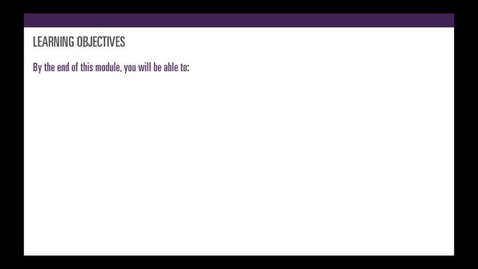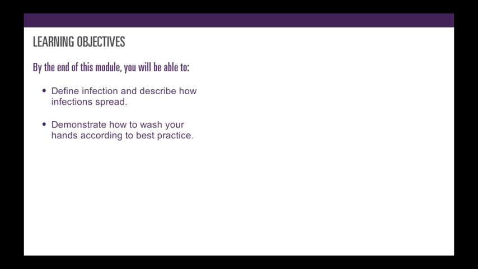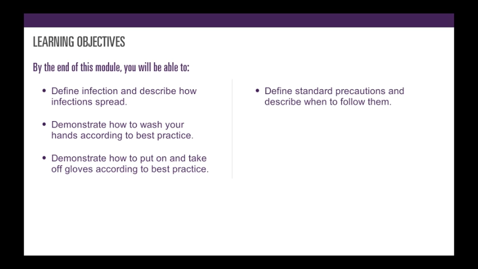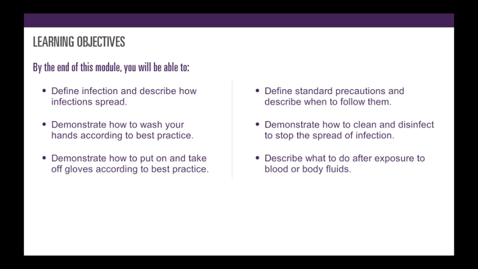By the end of this module, you will be able to define infection and describe how infections spread. Demonstrate how to wash your hands according to best practice. Demonstrate how to put on and take off gloves according to best practice. Define standard precautions and describe when to follow them. Demonstrate how to clean and disinfect to stop the spread of infection. Describe what to do after exposure to blood or body fluids.